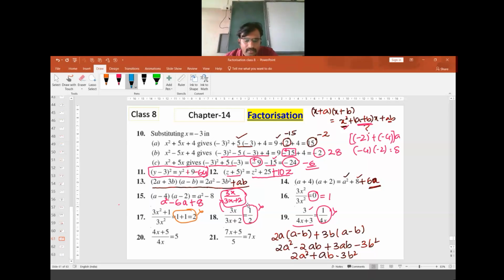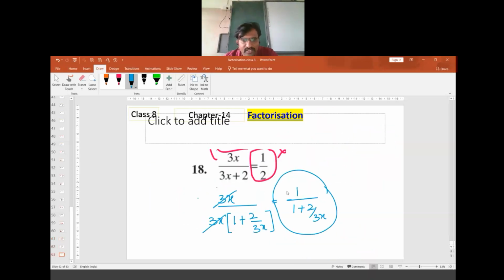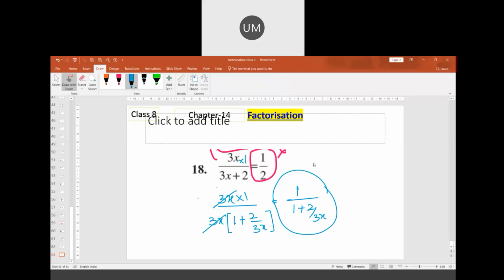Sir, why 1 upon, sir? Because we are dividing. We are dividing 3x by 3x. It is like 3x is multiplied by 1. It is like that. 3x into 1. If nothing is there, you have to consider it as into 1. So 1 divided by. Hope it's answered. Sir, not clear, sir. Not understood.